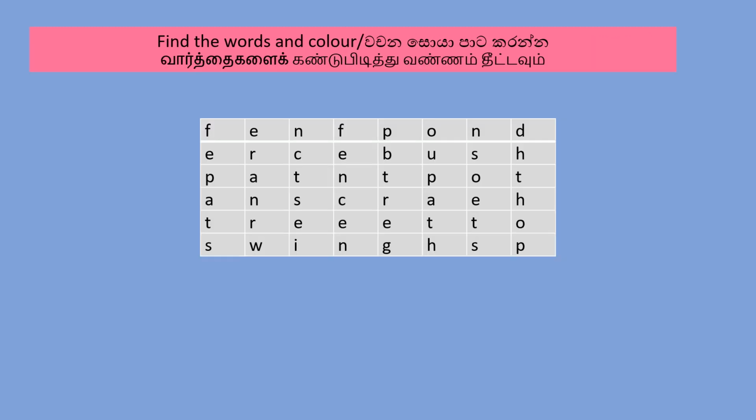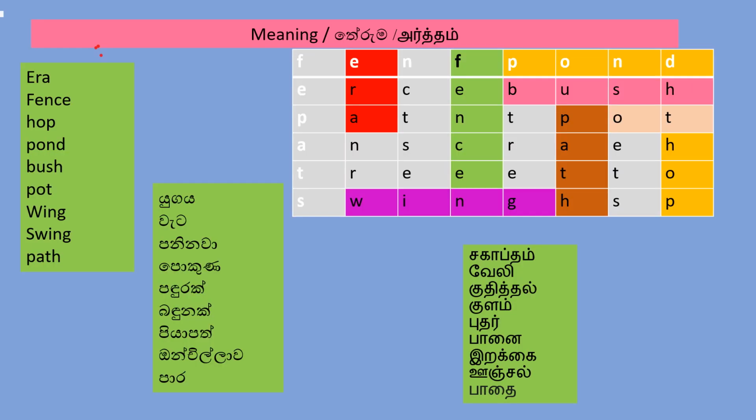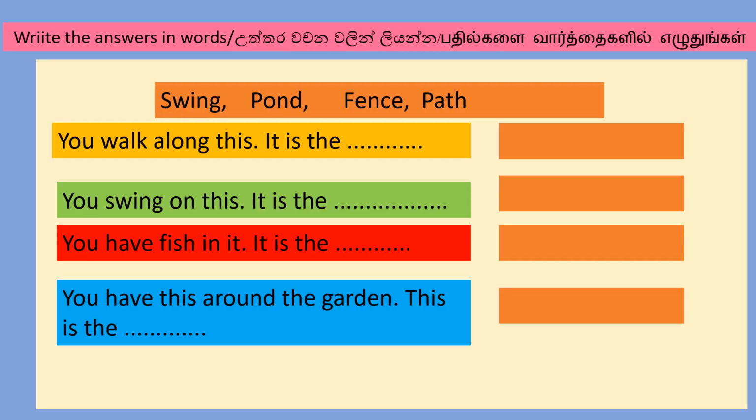Find the words and color. Answers. Meaning: era, fence, hop, pond, bush, pot, wing, swing, path.